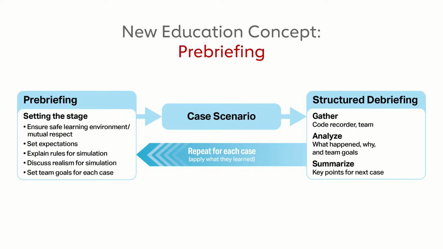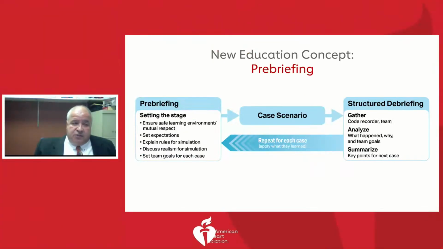So for example, the team may decide that during that particular scenario, they can achieve a chest compression fraction of 75%. These goals may change with each subsequent case as the team identifies their weaknesses and develops an improvement plan.